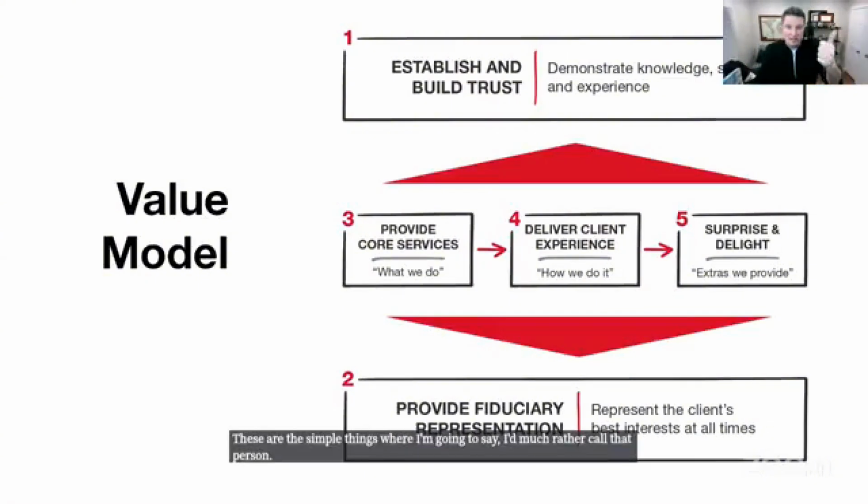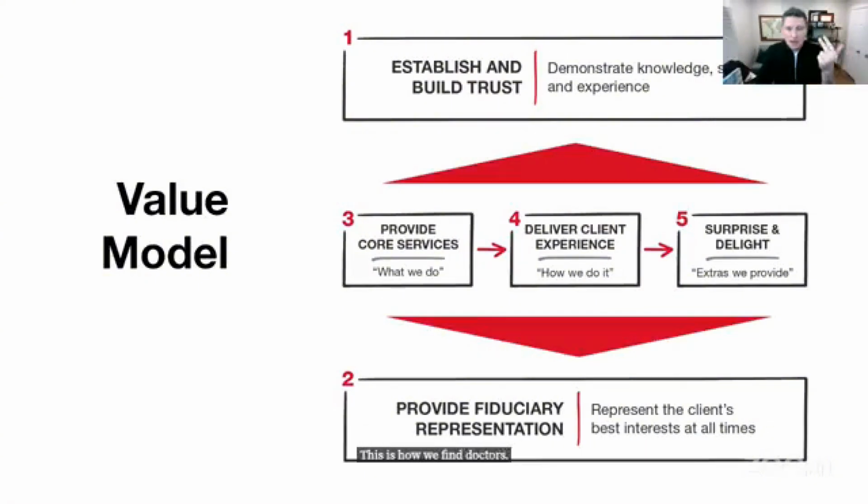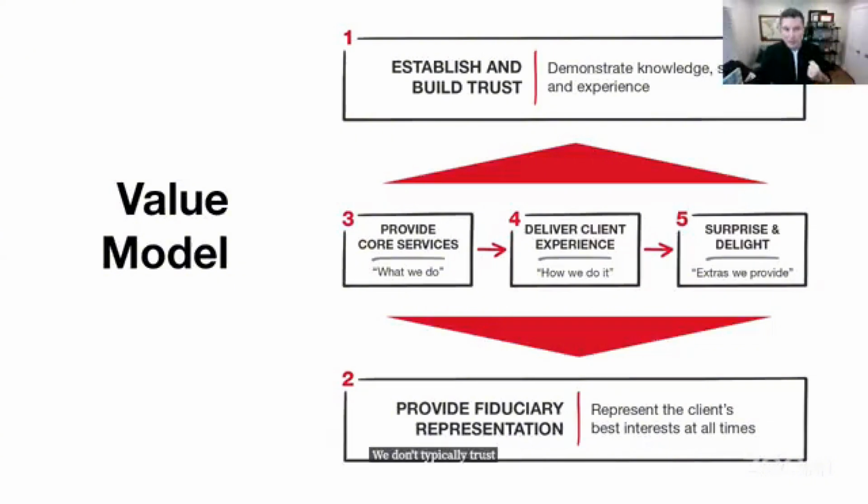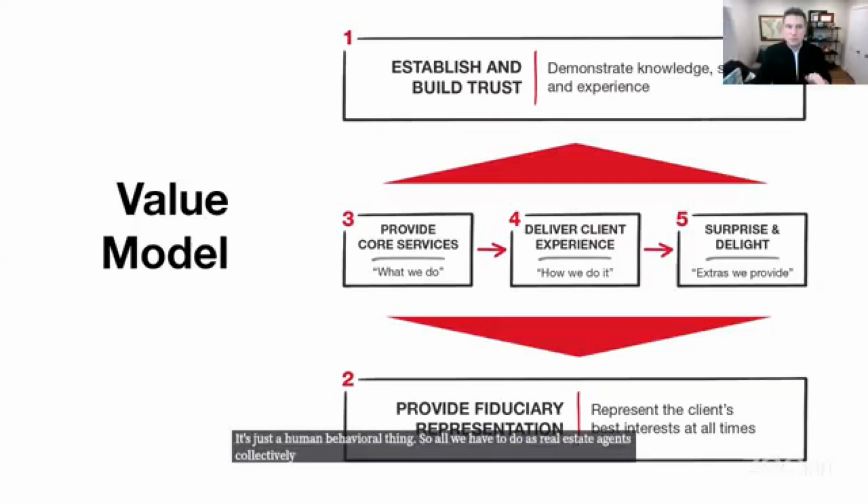This is how we find doctors, lawyers, tax accountants, anybody important to our personal or financial future. We tend to find through referrals, friends, family, or people that have stayed in touch with us. We don't typically trust whoever we find on the internet. It's just a human behavioral thing. So all we have to do as real estate agents collectively is stay in touch with people.